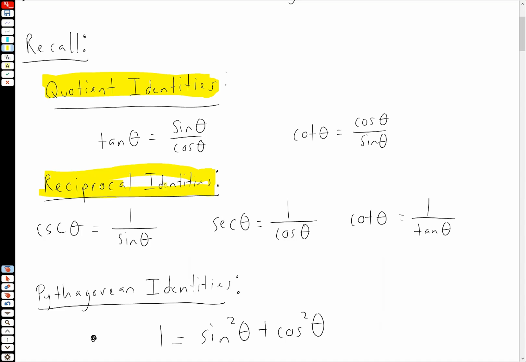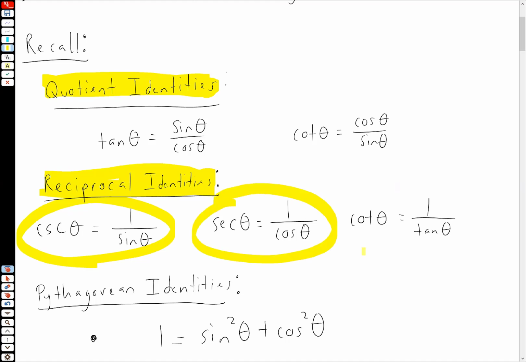We have the reciprocal identities. So cosecant is 1 over sine. Okay, secant is 1 over cosine. Cotangent is 1 over tangent. Okay, so these are called the reciprocal identities.